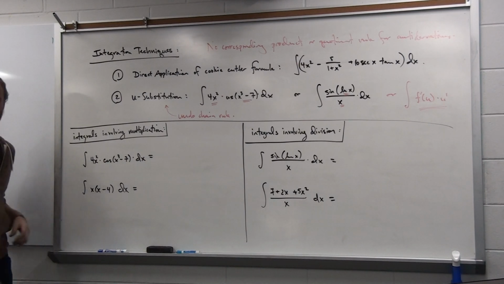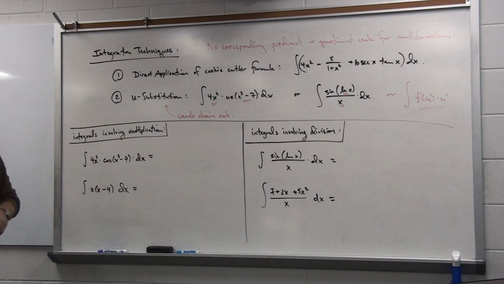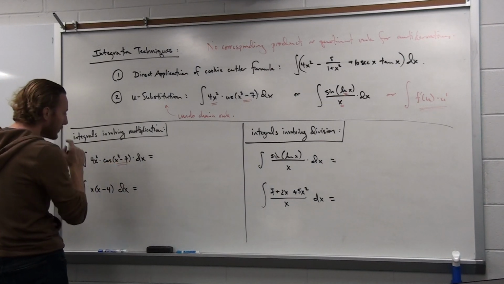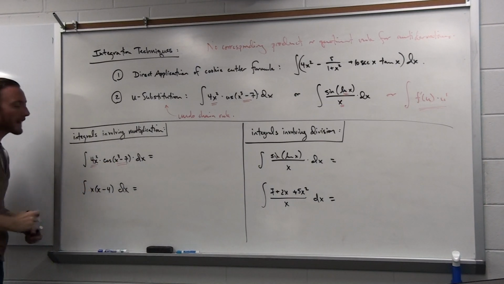So take a look at these two integrals, because one of these two integrals is tailor-made for u substitution. What about this guy? x cubed minus 7, 4x squared.